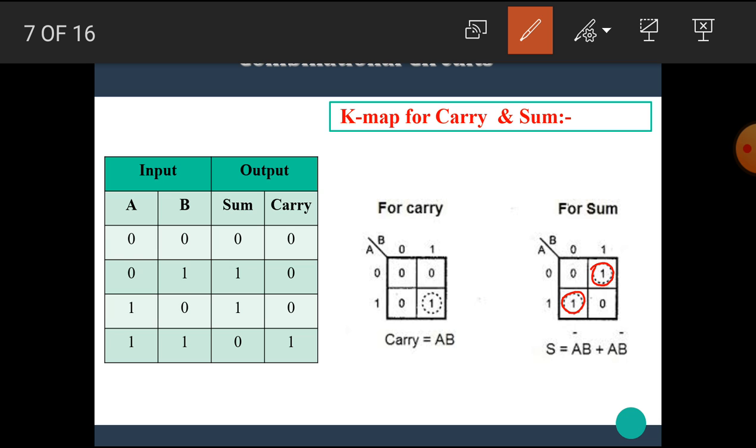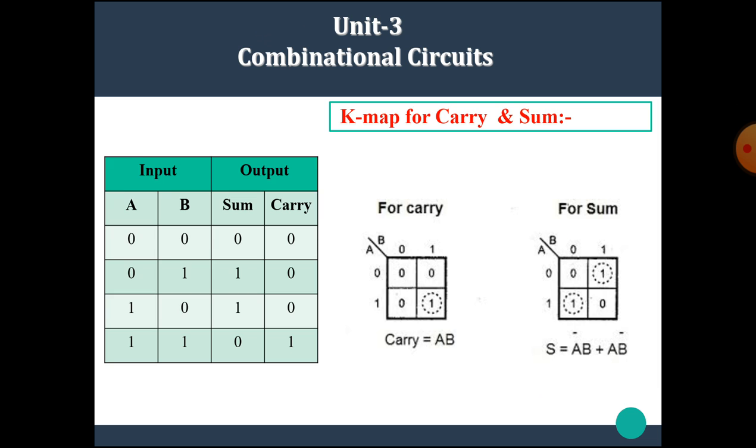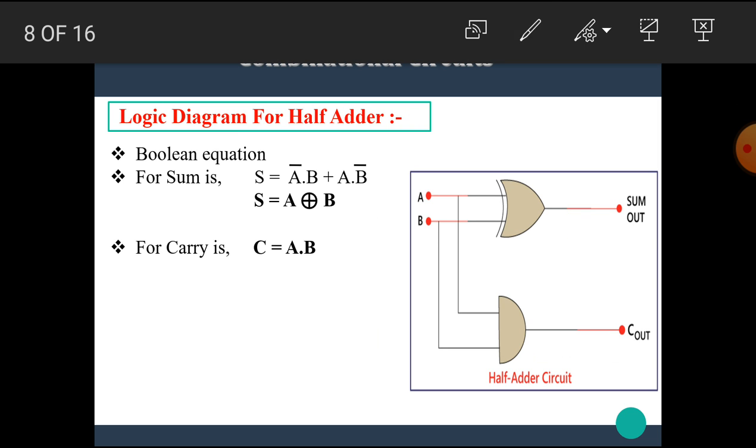The terms associated with this one is a bar b plus a b bar. That means we can write the equation of the sum is a XOR with b. Okay, I hope you all understand the kmap here. Now we have to draw the logic diagram for these two equations. Sum is equal to a XOR b and carry is equal to a b.